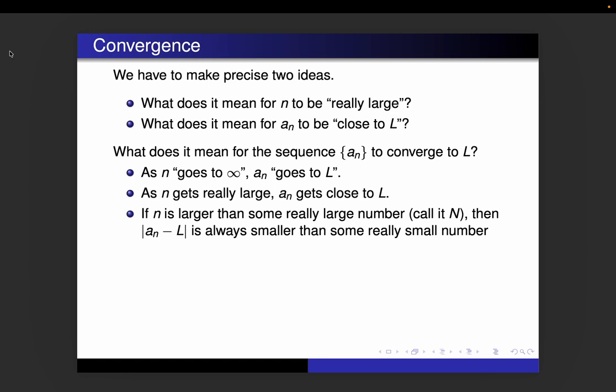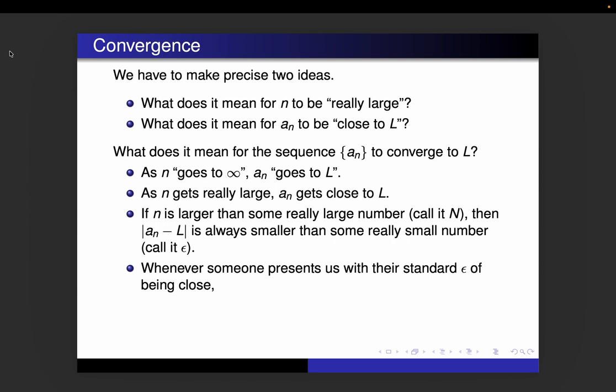The absolute value of a sub n minus L is always smaller than some really small number, right? So we want it to be really close. That means less than a small number. And again, we don't agree maybe on what that small number is. So for now, we'll just call it epsilon. And just, whatever your small number is, you'll put that in for epsilon. Whatever my small number is, I'll put it for epsilon. We want to be very flexible about what we want that standard to be.